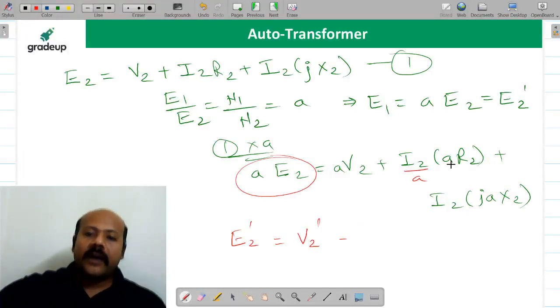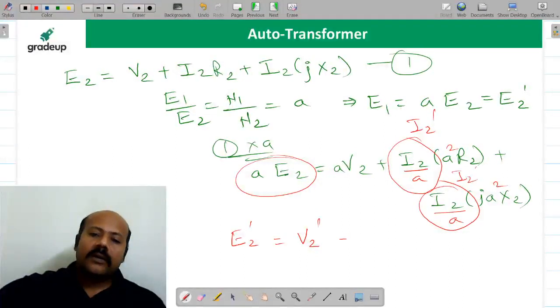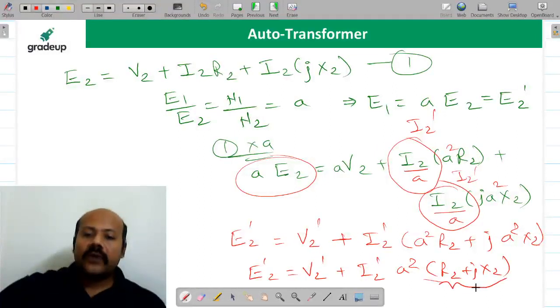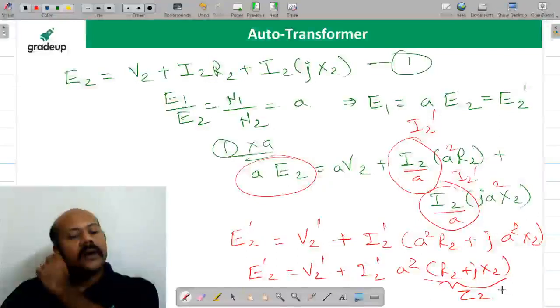And suppose you divide here by A and multiply it by A, so this is going to be A square. Similarly, you divide by A and multiply by A, so this is going to be A square. And you remember this we were calling as I2 dash. So your KVL equation is going to be E2 dash equal to V2 dash plus I2 dash times A square R2 plus j A square X2. This you can simplify by taking A square common, so this is going to be R2 plus jX2, which you can write as Z2. I hope you are getting this.